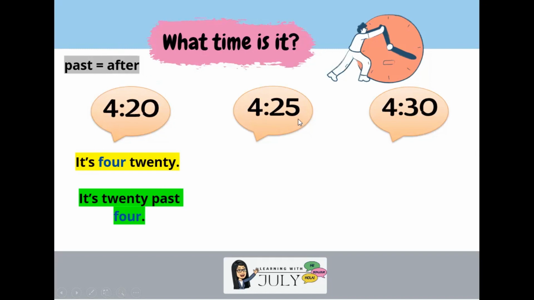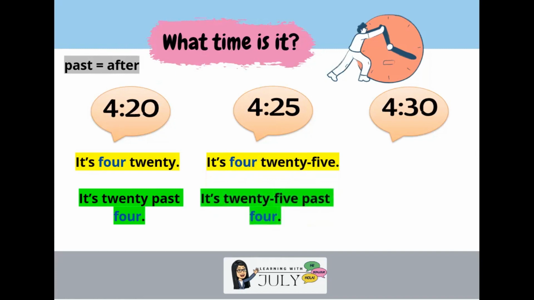4 y 25. How do you say in English? It's 4:25. De la segunda forma. It's 25 past 4. 4 y media. It's 4:30. Y de la segunda forma.